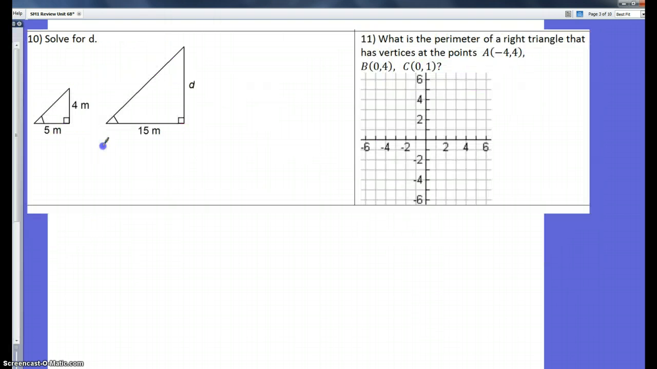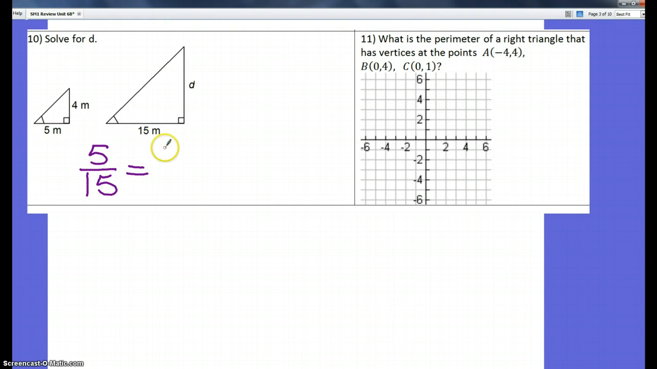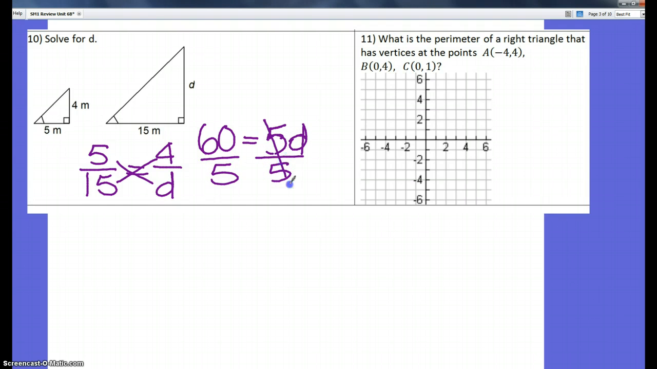Number 10, 5 compares to 15. I'm going to set it up right this time. So small to big, 4 compares to D. Cross multiply, 4 times 15 is 60. 5 times D is 5D. Divide out the 5. So D is equal to 12.